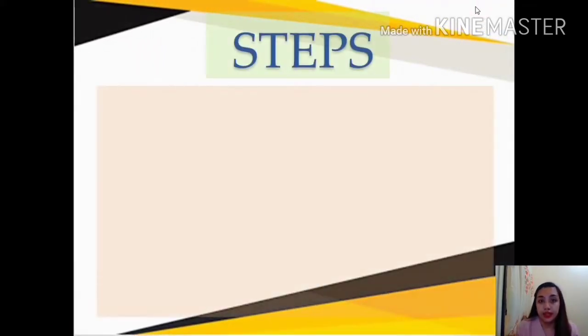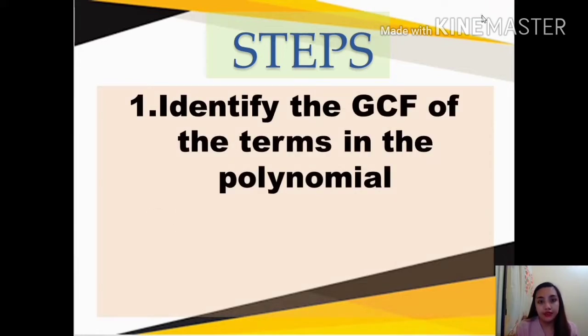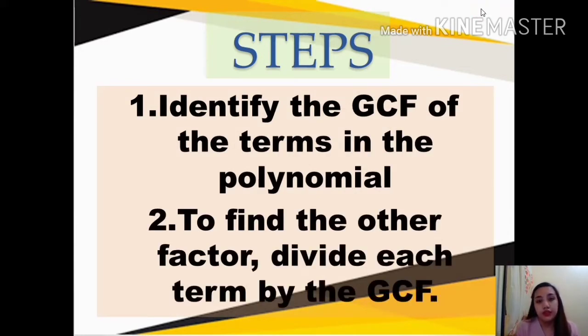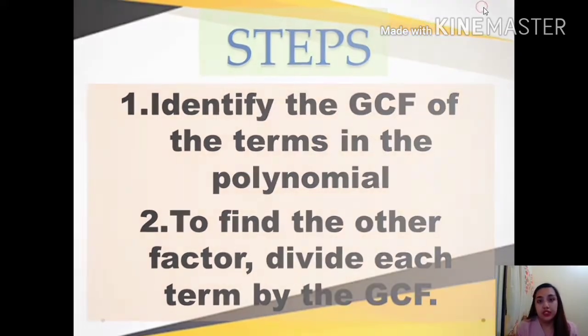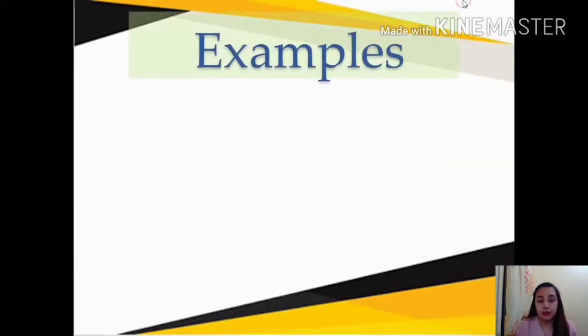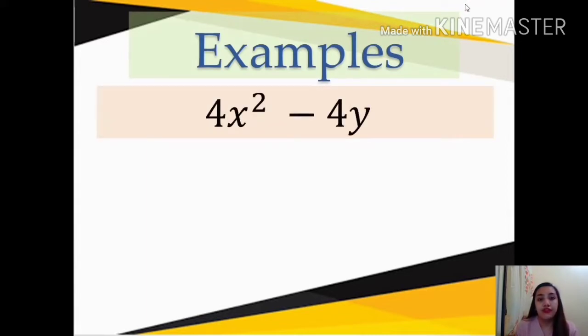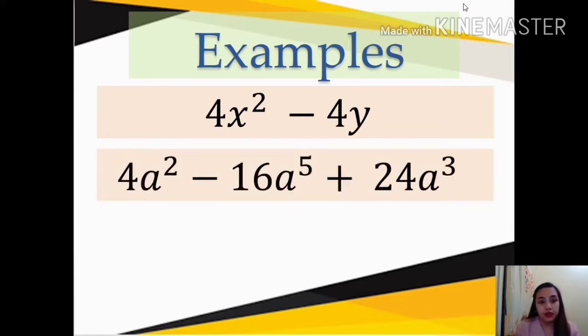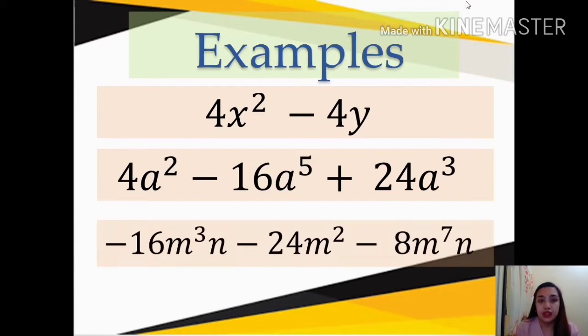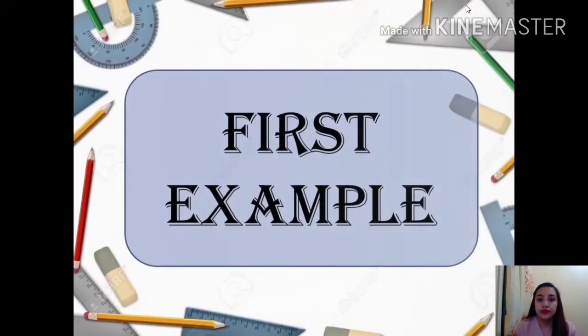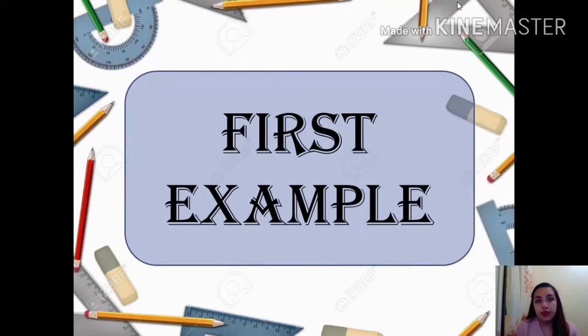So let us recall again. Number 1, identify the GCF. And number 2, we are going to divide each term by the GCF. These are the examples. So we have 4x to the second power minus 4y. Next one, we have 4a squared minus 16a to the fifth power plus 24a cubed. The third one, we have negative 16m to the third power n minus 24m squared minus 8m to the seventh power n. So this will be the first example. Let us apply the two steps.